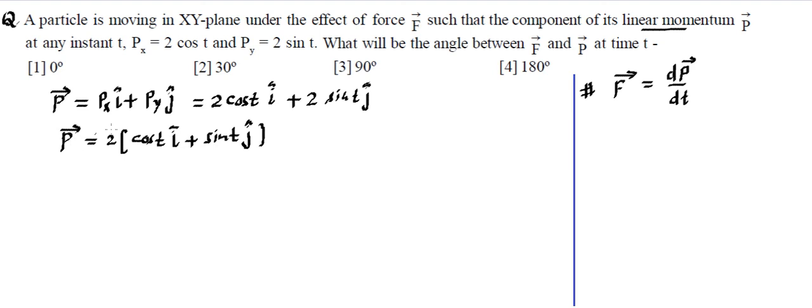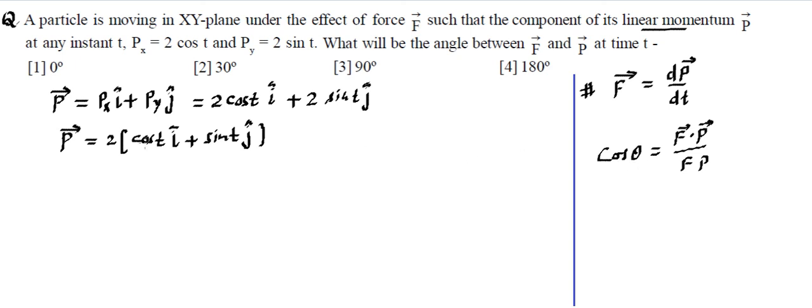Now we need to find the angle between force and this linear momentum, so we need to know another vector, called force. Once the two vectors are known to us, we can find the angle between them. How to get the angle between two vectors? Cos theta is a dot b divided by ab. So here we will write f dot p divided by magnitude of f and magnitude of p. First we need to perform the dot product of these two vectors, and then we will find the angle using this relation.